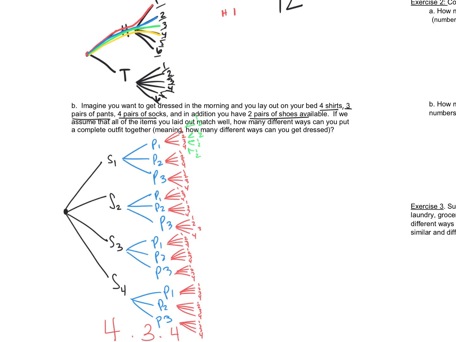Okay, just looking at this one branch, let's see if we can understand what's happening here. If we choose the first shirt, it's going to have three different ways that it could go. Right now that's three different ways, but then each of those pants goes off four. So that's three times four, that's going to be 12 ways. But then each of those goes off two, so that's going to be a total of 24. So just for this little piece, that's going to be 24.